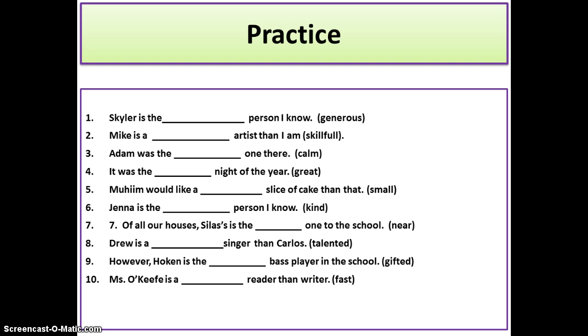Let's look at number 1. We'll do this together. Skylar is the blank person I know. The adjective is generous. Because I'm comparing Skylar to 3 or more people, I'm going to add the word most in front of generous. So my sentence should say, Skylar is the most generous person I know. Next to number 1, please write most generous. Now pause the screencast and complete numbers 2 through 10.